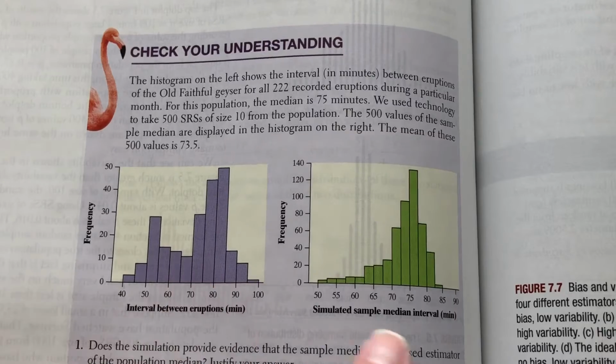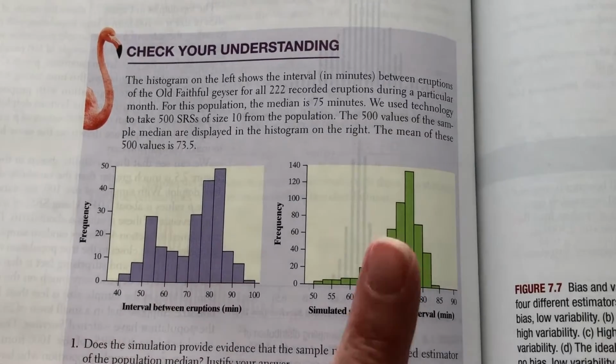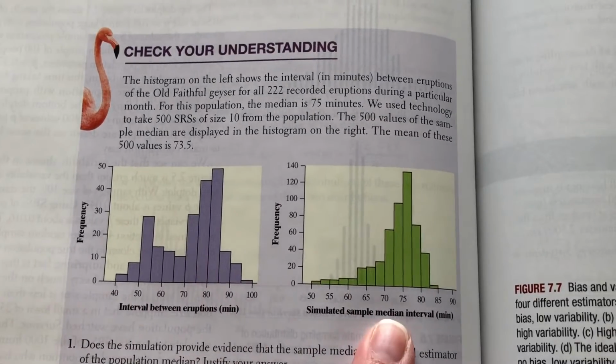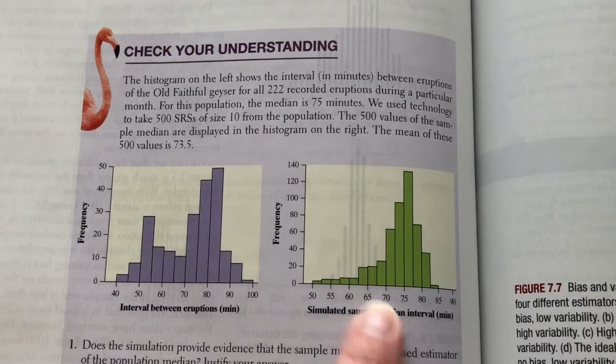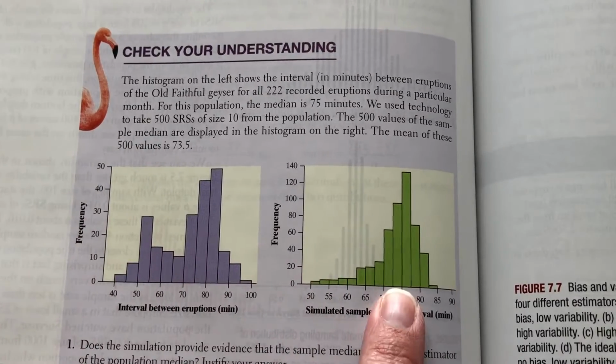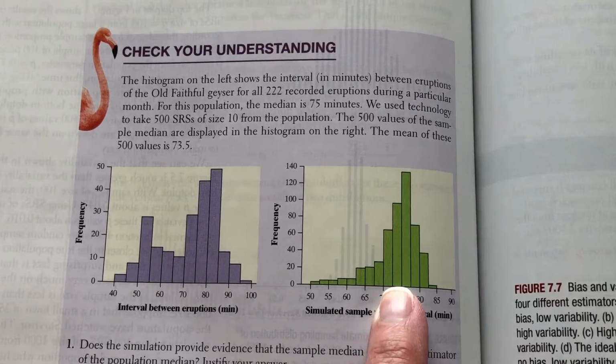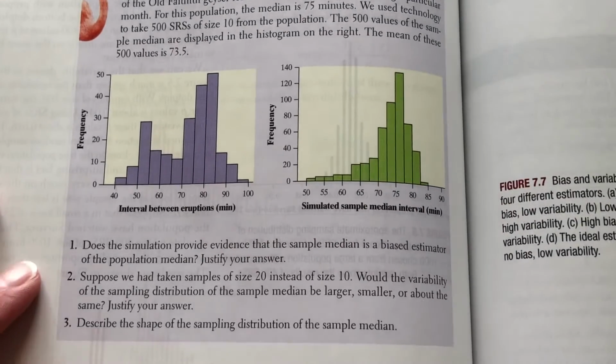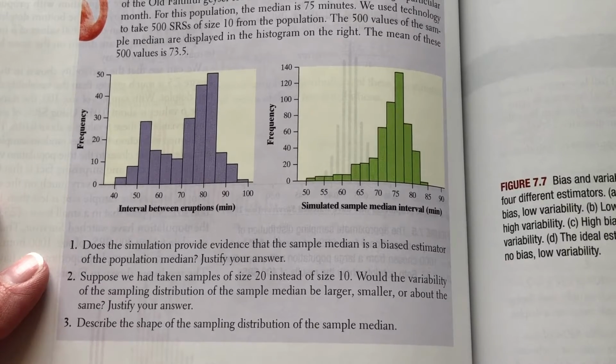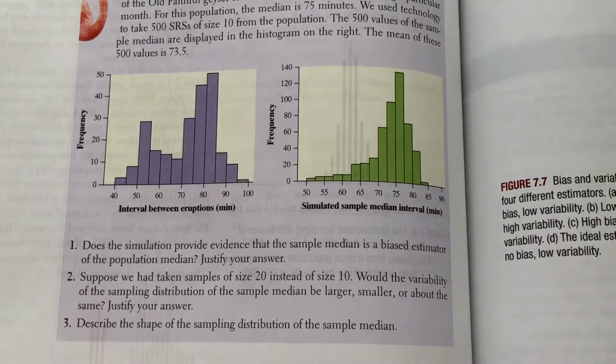Now we use technology to take 500 SRSs of size 10 from the population. The 500 values of the sample median are displayed in the histogram on the right. The mean of these values is about 73.5, okay? So does the simulation provide evidence that the sample median is a biased estimator of the population median?